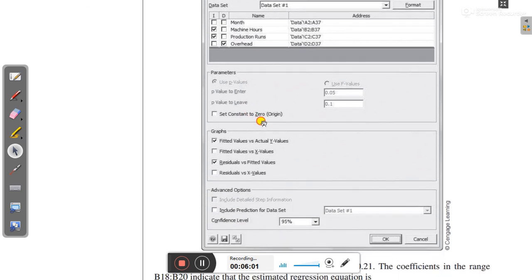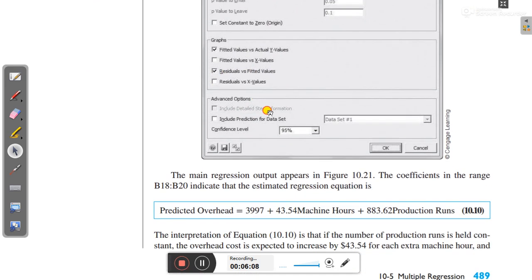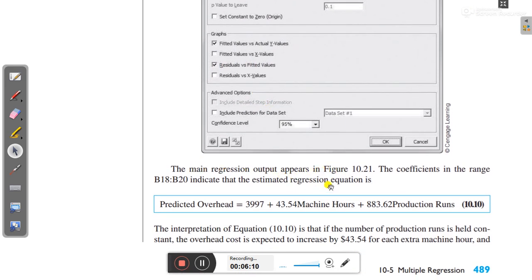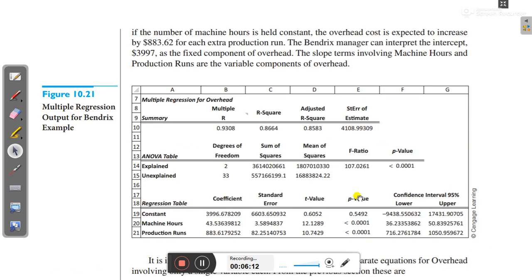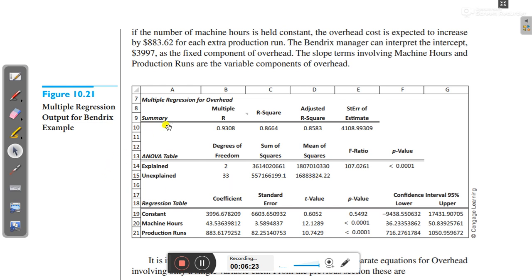Okay, so like that, fitted values versus actual y values, or residuals versus fitted values. The main regression output appears in 10.21. The coefficients in the range B18 to B20 indicate the estimated regression equation. These are the coefficients: constant, machine hours, production runs.